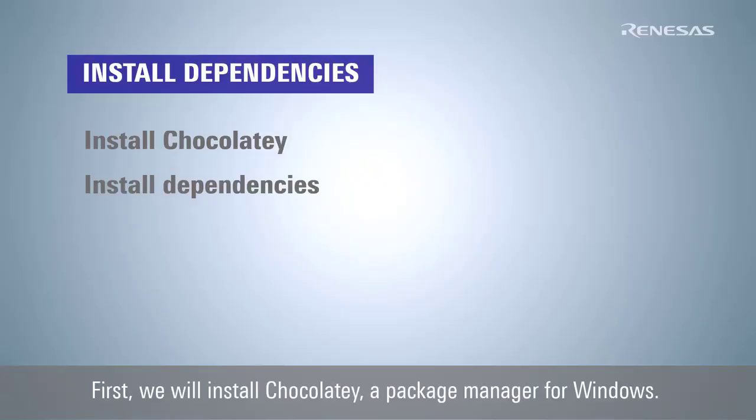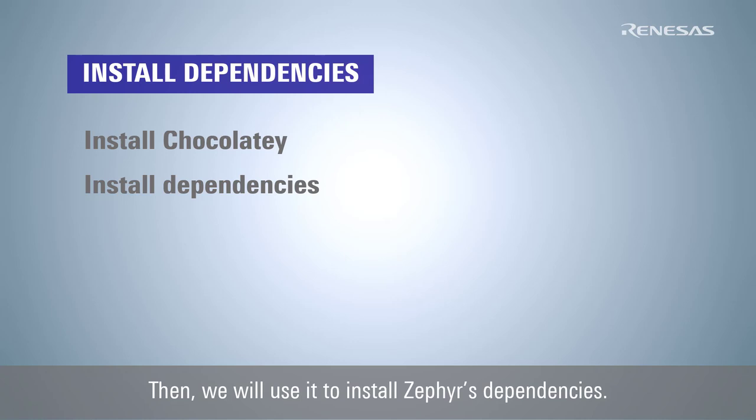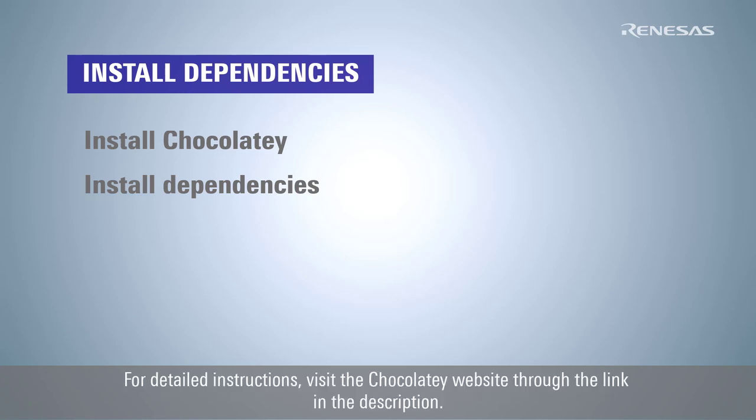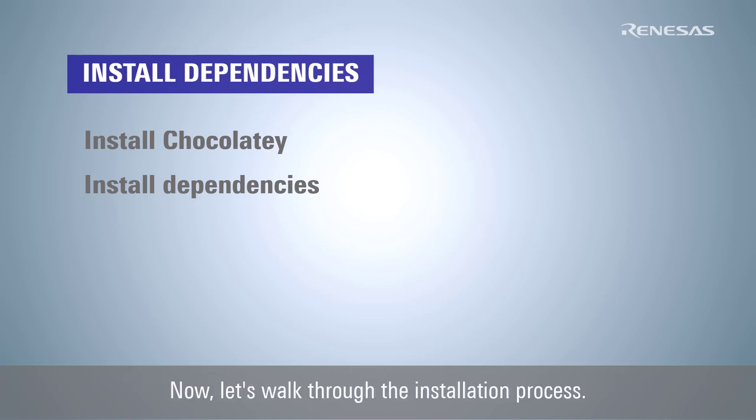First, we will install Chocolatey, a package manager for Windows. Then, we will use it to install Zephyr's dependencies. For detailed instructions, visit the Chocolatey website through the link in the description. Now, let's walk through the installation process.